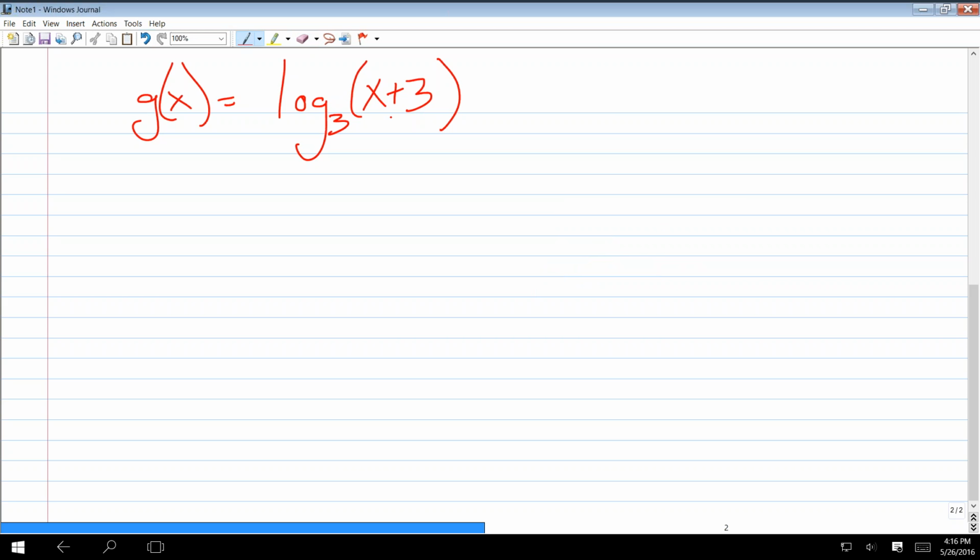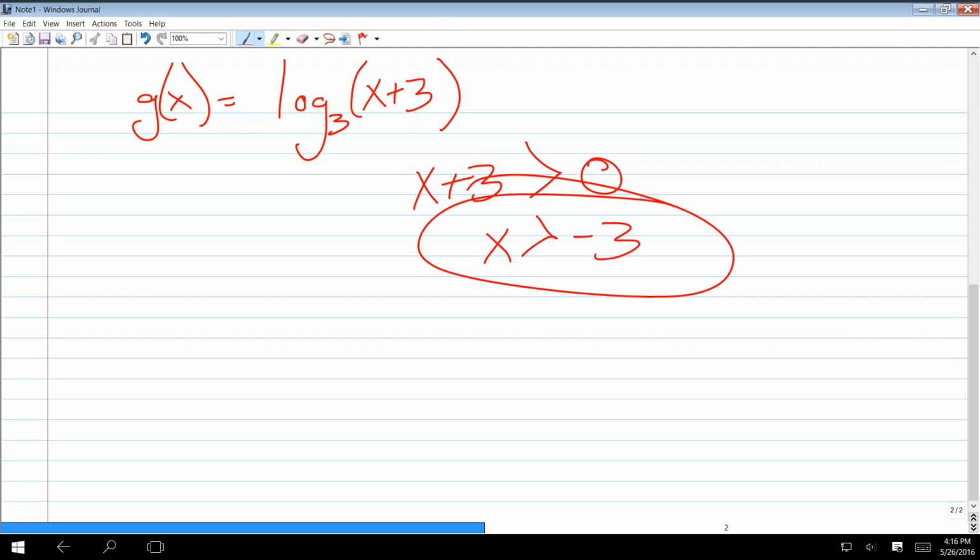So the very first thing we need to know about domain is that whatever the argument is has to be greater than 0. Not greater than or equal to, but greater than 0. Which means if I solve this inequality, x has to be greater than minus 3. There's your domain. And it's not a function of the base. The fact that this base is 3 is immaterial in terms of domain.